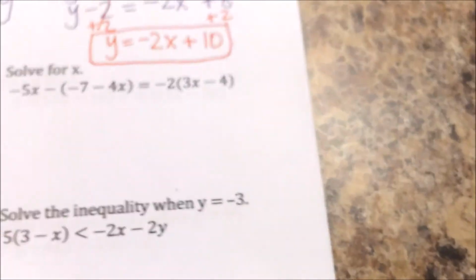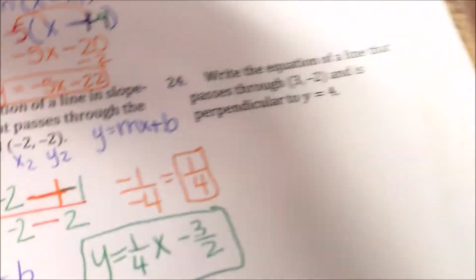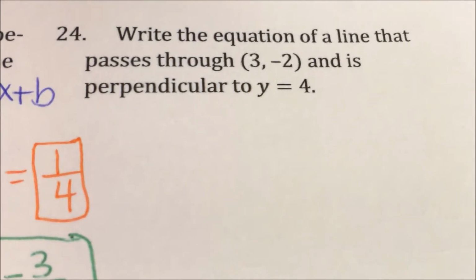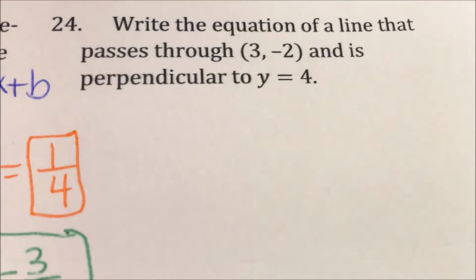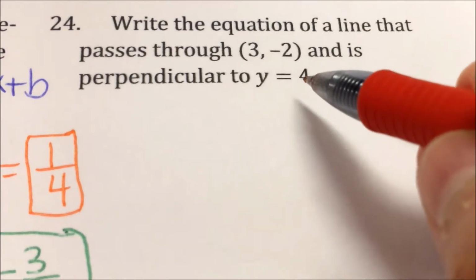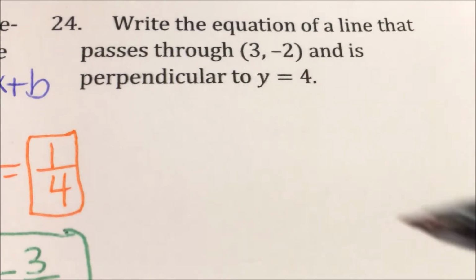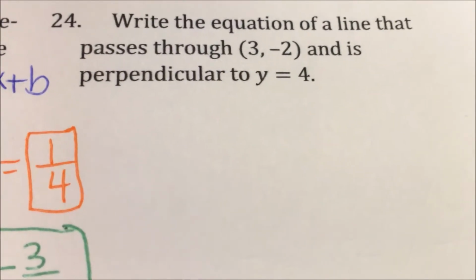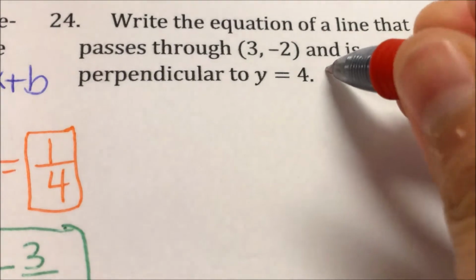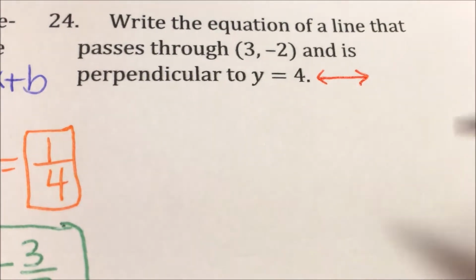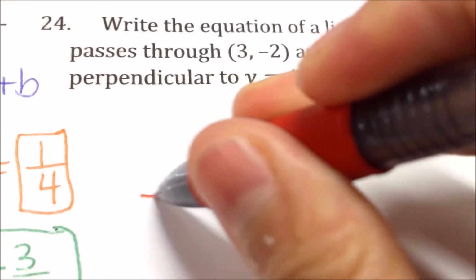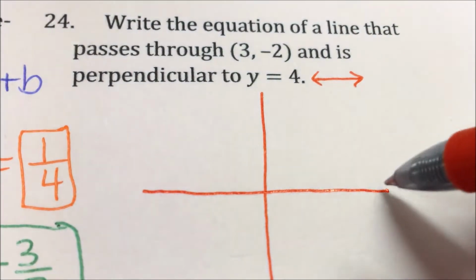Alright, let's go ahead and do another one. 24. Write the equation of a line that passes through (3, -2) and is perpendicular to y equals 4. y equals 4, it's a variable by itself, so it's either vertical or horizontal. Horizontal is y equals. So this is horizontal, y equals. Vertical is up, down, it's x equals. This is vertical. Oh, this is horizontal.